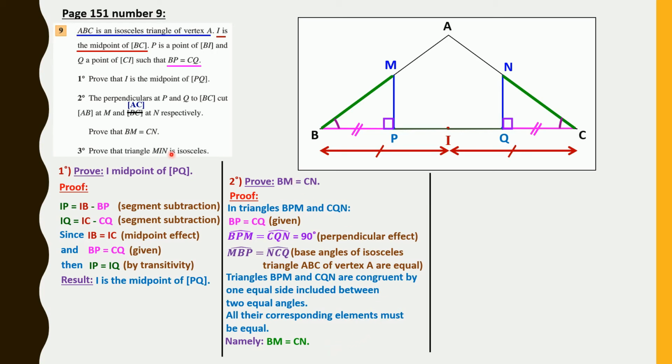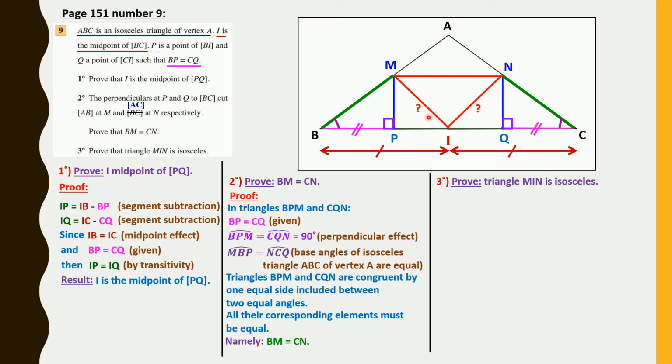Now let's continue with question 3. Prove that triangle MIN is isosceles. First, let's draw the triangle MIN by joining the 3 points M, I, and N. To prove that a triangle is isosceles, either we prove that it has two equal angles or two equal sides. Here we cannot say anything about the angles, so let's try to prove that the segments IM and IN are equal. And to do so, let's do as we did in question 2.